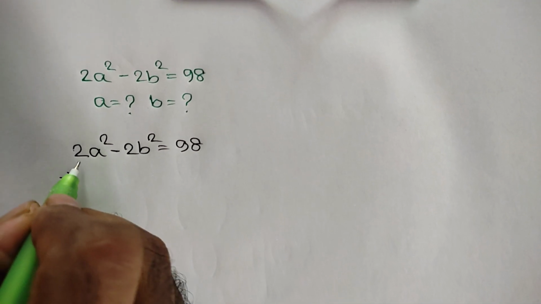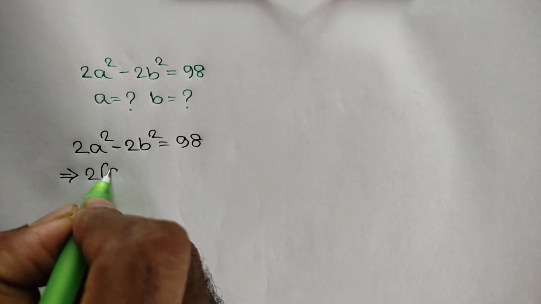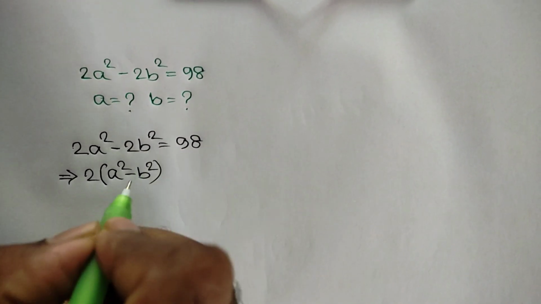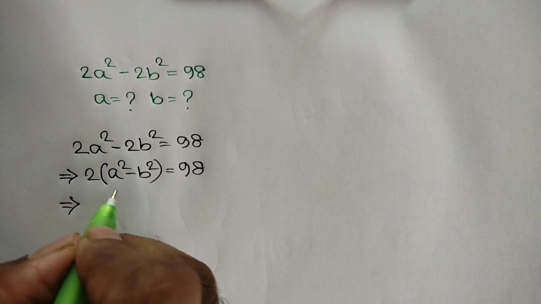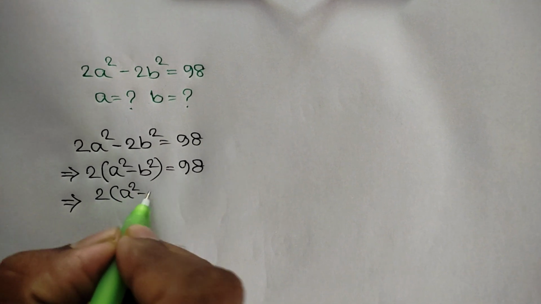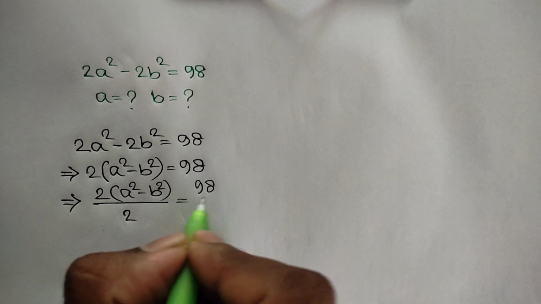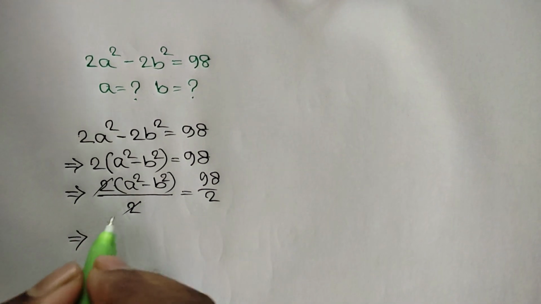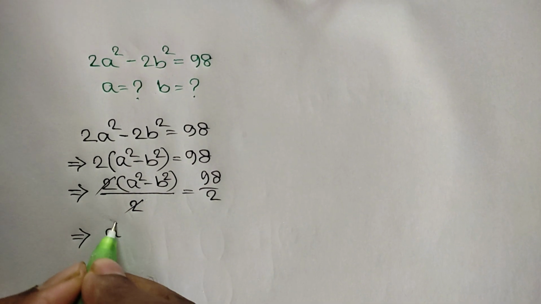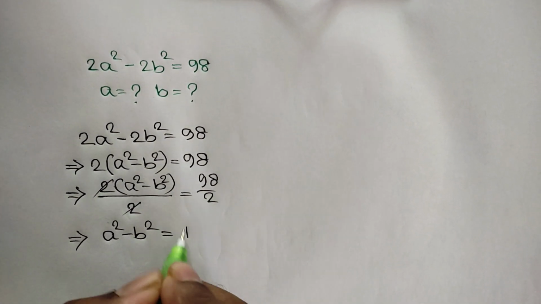Taking common 2 to the left side, we will get 2 times a square minus b square is equal to 98. Divided by 2 to both sides, we can write 2 times a square minus b square over 2 is equal to 98 over 2. This 2 cancels out this 2, so it will remain a square minus b square is equal to 49.